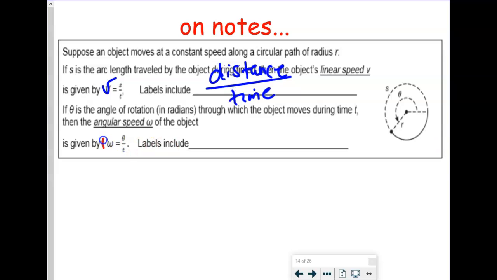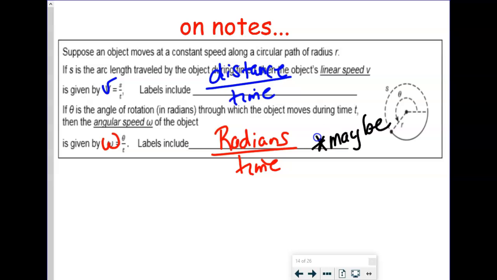Angular velocity needs to be in radians per time. The only problem is, like we just said on the previous screen, there may be a clue with RPM. So they might not just explicitly say, here's your angular velocity. You have to do a little finagling there.